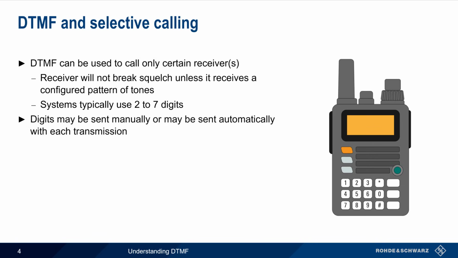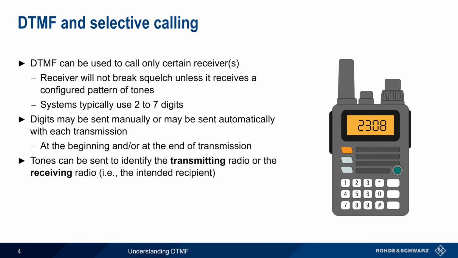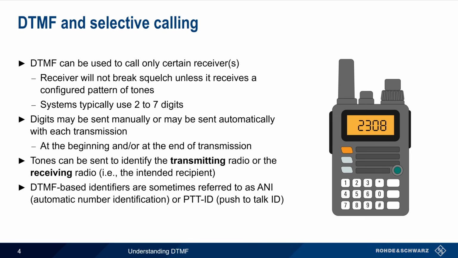These digits may be sent manually, that is, the user enters the digits each time, or the radio may be configured to transmit digits automatically at the beginning and/or at the end of each transmission. One important thing to note is that tones may be used to identify the radio transmitting the tones, or they may be used to indicate the receiving radio or intended recipient. DTMF-based transmitter identifiers are sometimes referred to using the acronyms ANI for Automatic Number Identification, or PTT, that is, Push-to-Talk, ID.